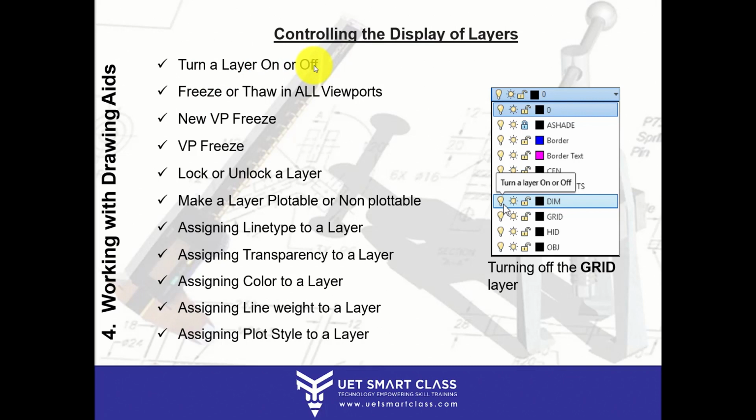There are two things here. Turn on and turn off is very simple. If the bulb is on, it will be yellow. When I click on it, it will turn gray. So that is off.